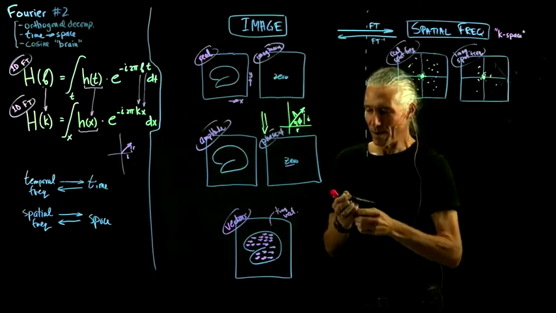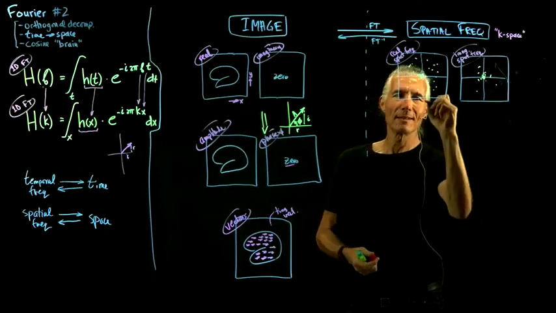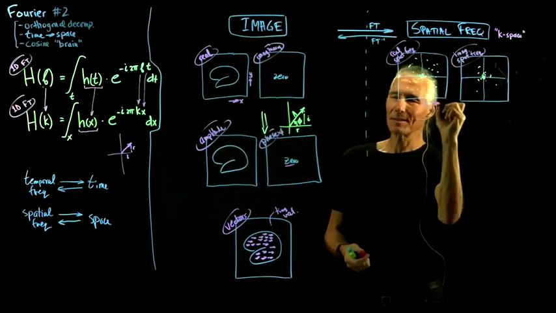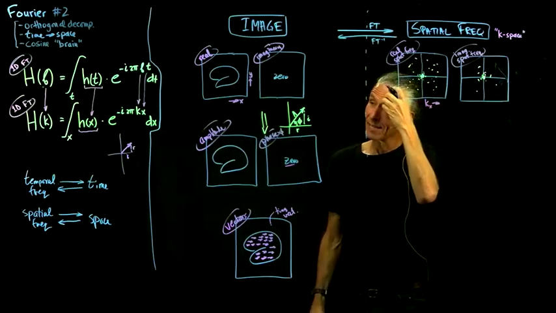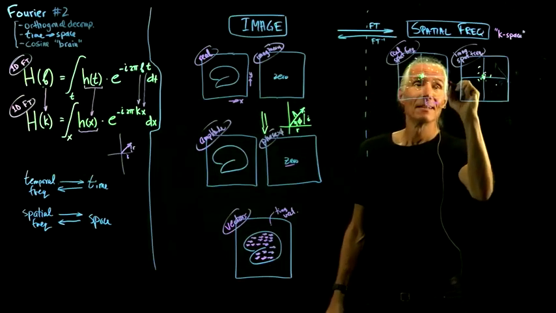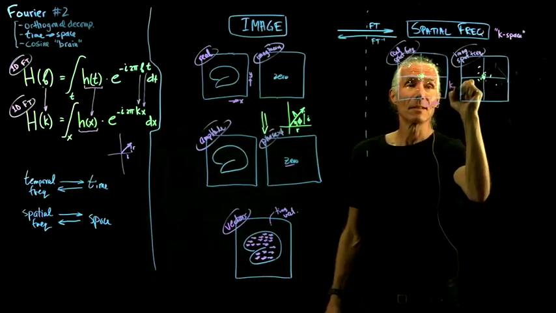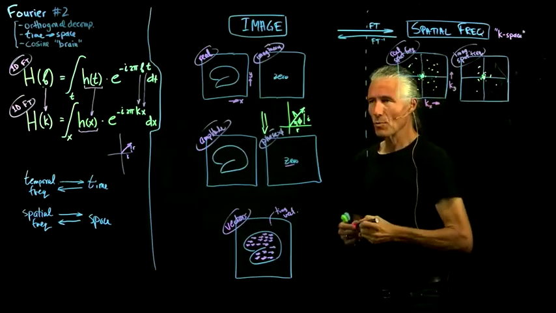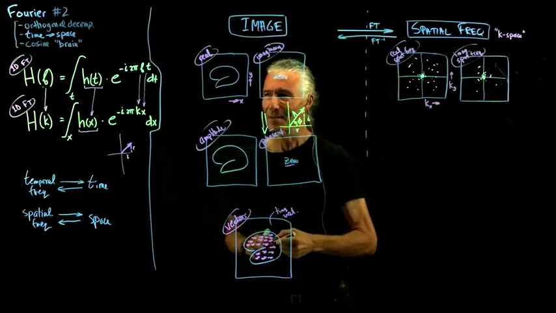First of all, what are the coordinates here? So the coordinates here are the x spatial frequency, and then the y spatial frequency. So that's the actual sort of coordinates here. So what does that mean?